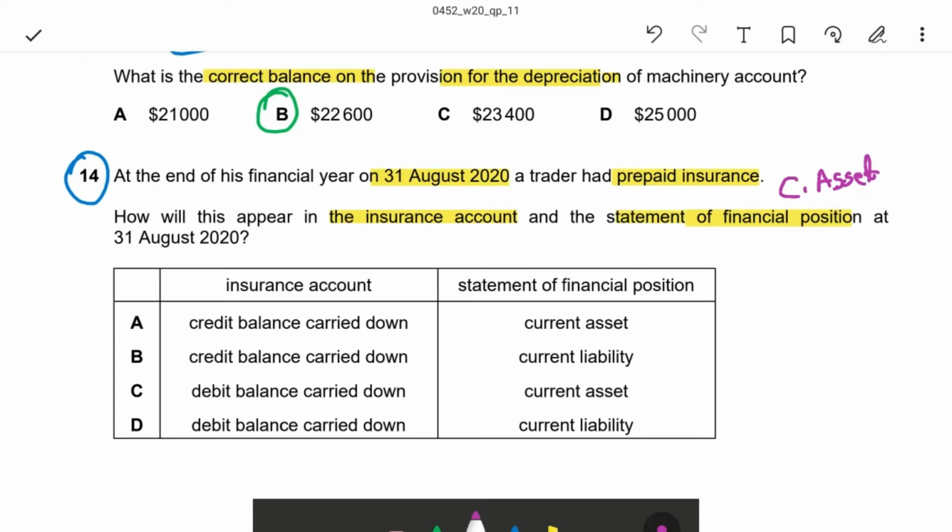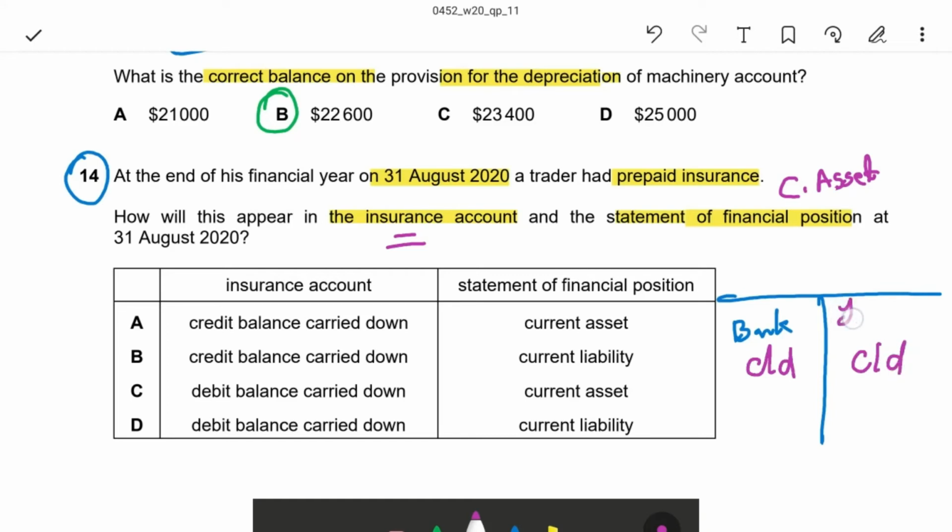Then the insurance account, where the prepaid insurance is entered. Insurance is an expense, so the payment from the bank will be on the debit side. Any accrued amount will be carried down here, while prepaid will be put on the opposite side, the credit side. The prepaid carried down will be on the credit side. Income statement is also on the credit side.